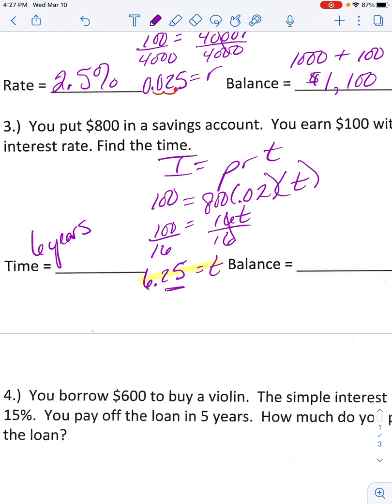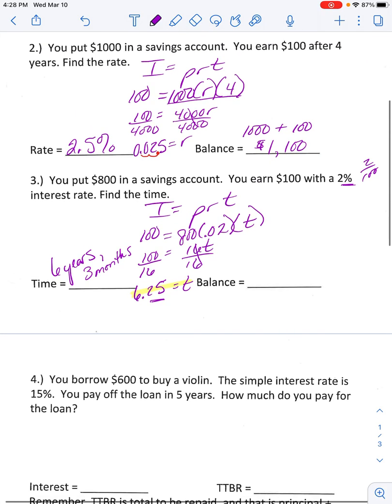And I'm going to make you convert this 0.25. Well, you guys know that 25 hundredths is 1/4. Think about cutting the year into 4 equal parts. 12 months in a year divided by 4 is 3 months. So 6.25 is going to be 6 years, 3 months. That's how I would like that one written. The balance, we put in 800 and we earned 100. So our balance is going to be $900.